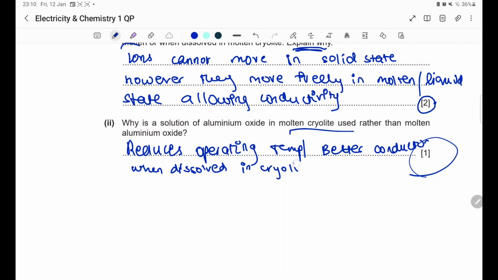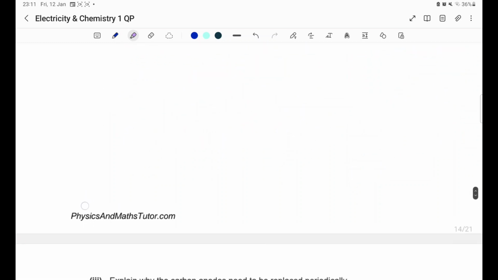Now, if I were you, I would lean to this one in case there's confusion as to why, because molten also has free-moving ions, therefore it also conducts electricity, but there's the whole working of the fact that it's dissolved in cryolite in another compound and so on. Not needed, irrelevant information. You could write better conductor when dissolved in cryolite as well. It's your choice, but personally I would be able to remember more that reduces operating temperature as a point.